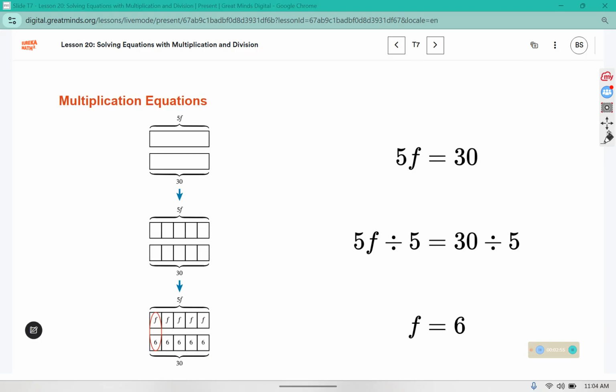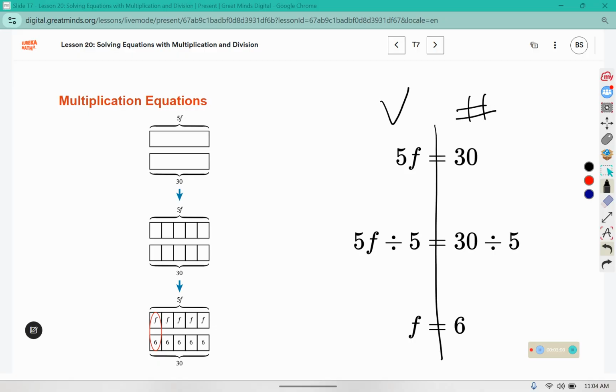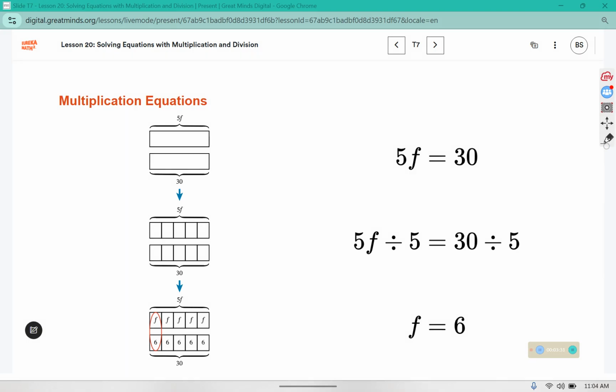Now for the algebraic piece, we have our variables over here and our numbers over here. We want to remove this number 5, so we undo it by dividing by 5 like you see here. And we have to do it to both sides to keep our equation balanced. 5 divided by 5 is 1f, and 30 divided by 5 is 6. Now we'll substitute to check. Replace the f with 6. 5 times 6 is 30. Yes, so it is a correct solution.